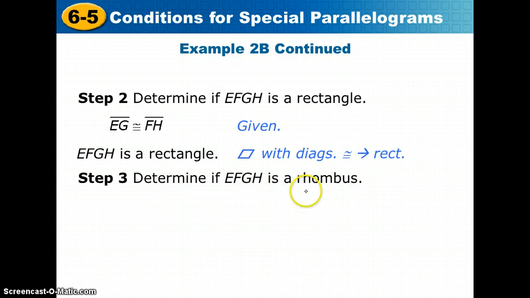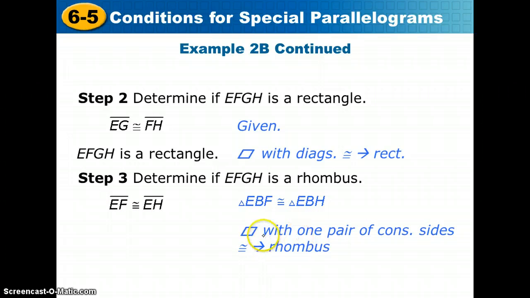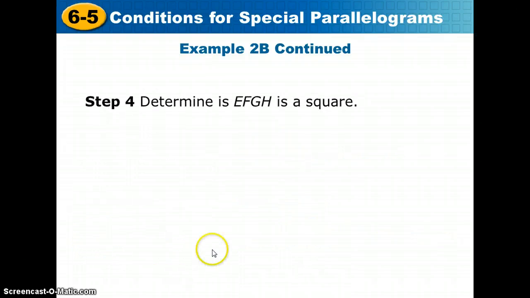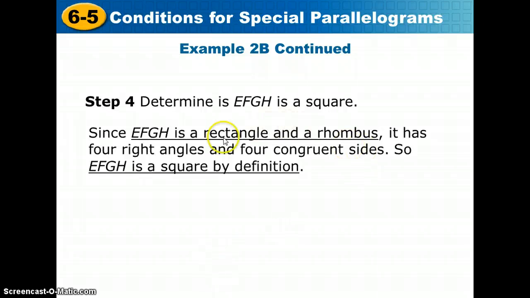Now, we also need to determine if it is a rhombus. Remember, to determine whether or not a quadrilateral is a square, we need to show that it is a parallelogram that is both a rectangle and a rhombus. We are also given the triangles are congruent, and that means their corresponding parts are congruent. So EF and EH are congruent. That means we have a parallelogram with one pair of consecutive sides that are congruent. So it's also a rhombus. Since EFGH is a rhombus and a rectangle, we can conclude that it is a square by definition.